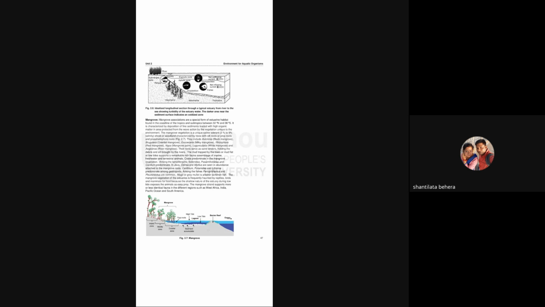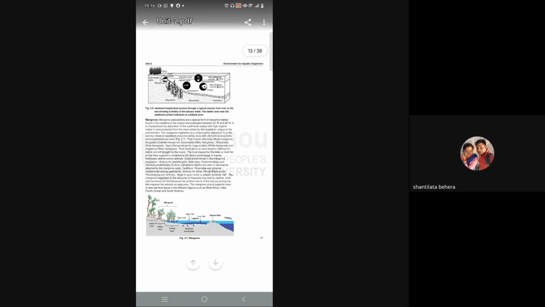in areas protected from wave action by the vegetation. So here the nutrient level will be more and the vegetation is more in that mangrove area, which can provide a suitable environment for culture of various types of aquatic organisms. See, this is the diagram of a mangrove.